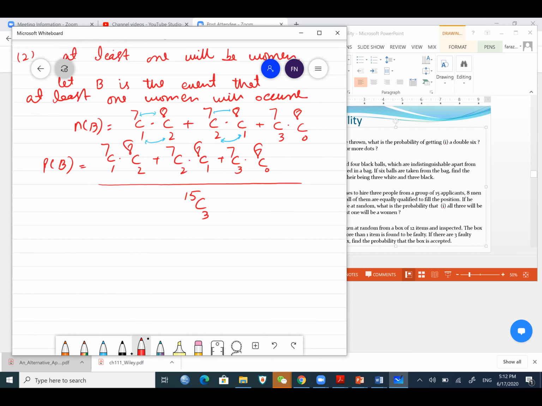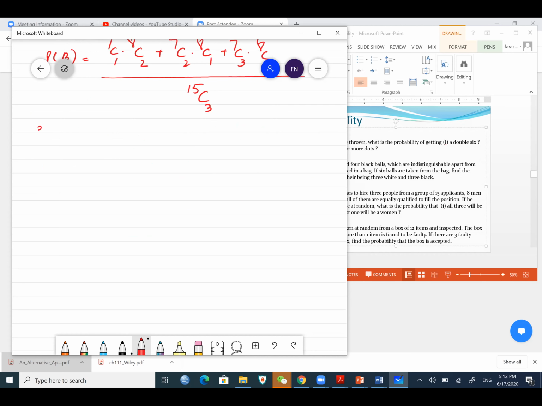Now I change this problem and I generate another problem, and I say at most 2 men. At most 2 men means there could be no men, there could be 1 man, and there could be 2 men, but not more than 2. At most means maximum we can select 2 men. Is that clear?